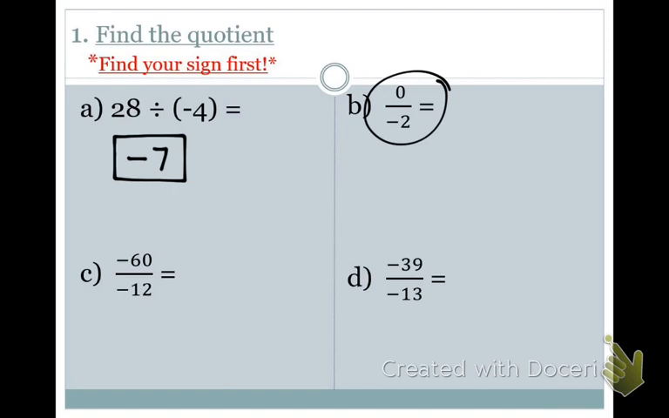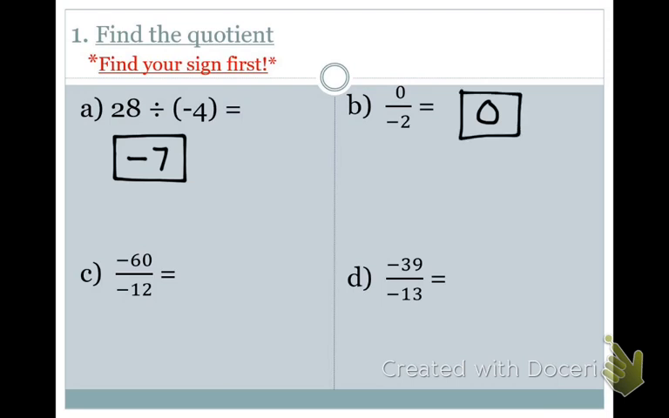Let's go over here to B. Looking at this right here, how many negative numbers are there? 1. Typically, when there is 1 negative, your answer will be? Negative, okay? Now, what is 0 divided by negative 2? 0. Is there such a thing as a negative 0? No. So what's your answer? 0. Just plain old 0.